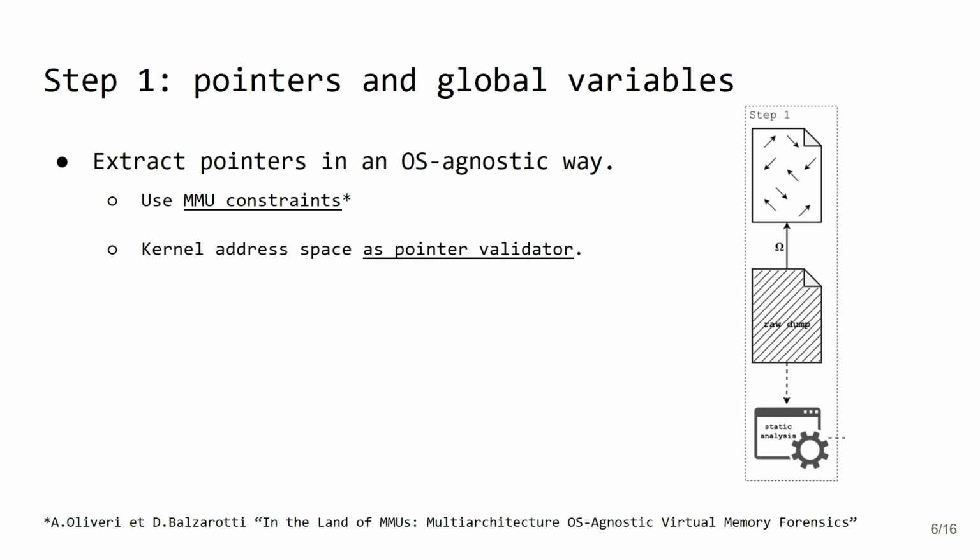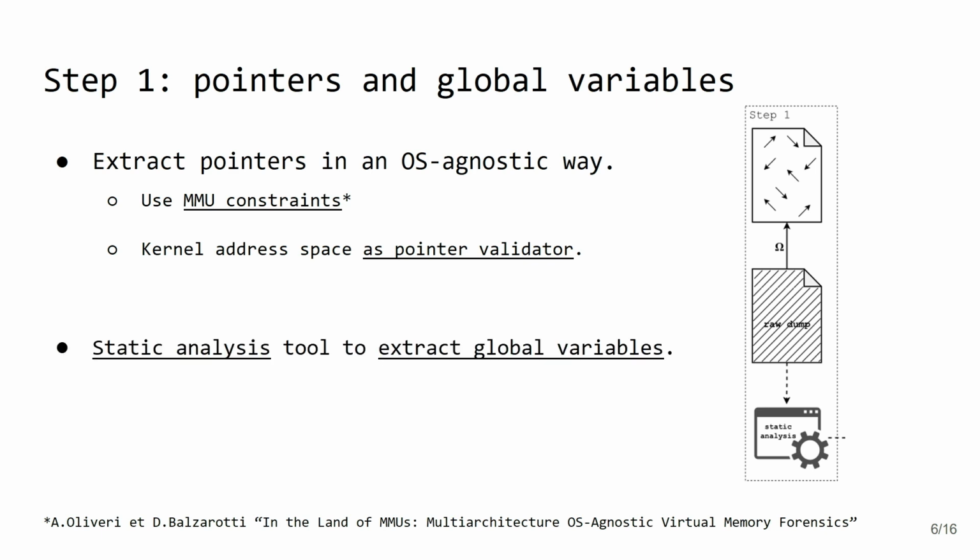Using the kernel address space as a validator, we test each 8-byte block contained in the memory dump, collecting the valid pointers. Furthermore, we use a static code analysis tool to extract the global kernel variables that we can optionally use in the next step of the analysis in order to filter out the false positives.